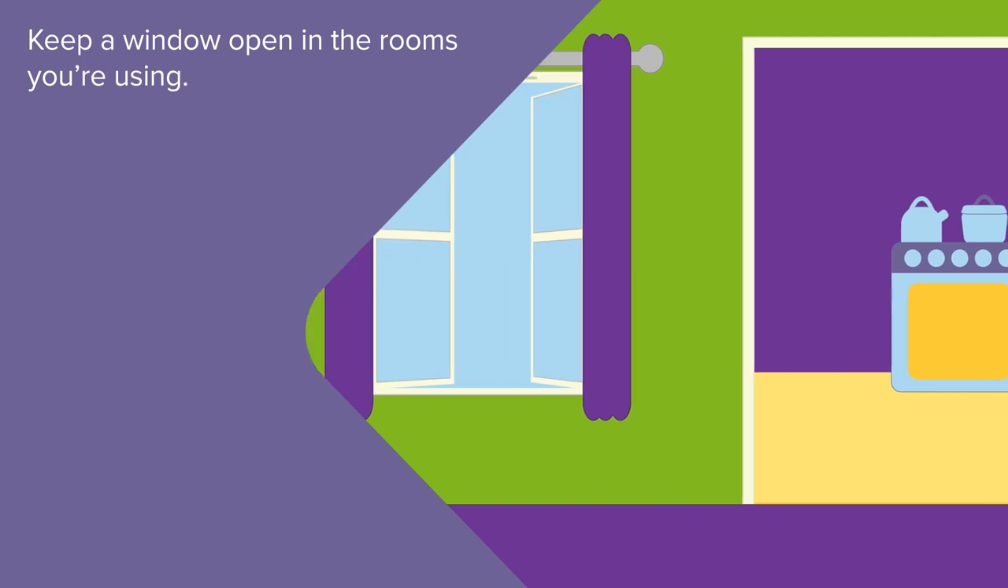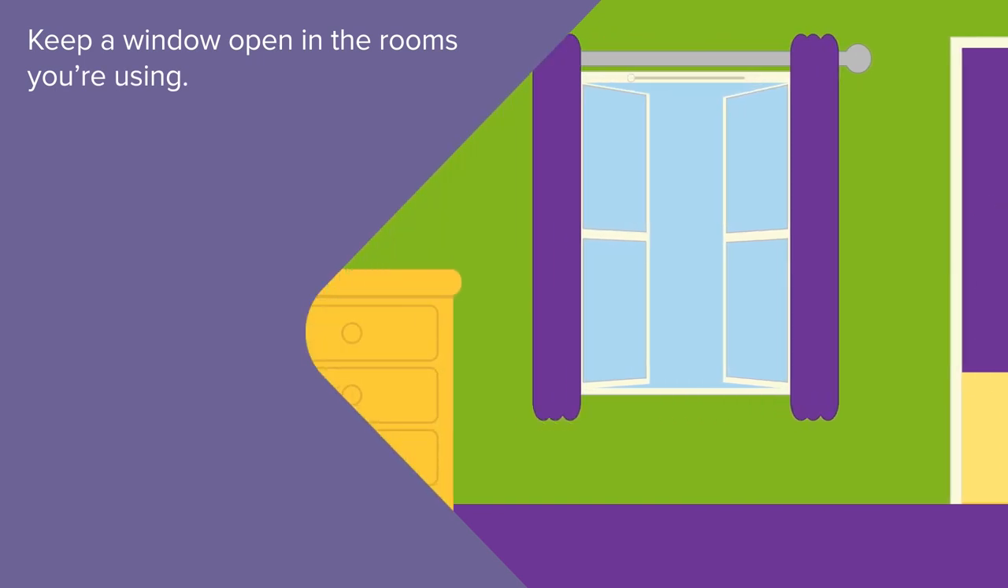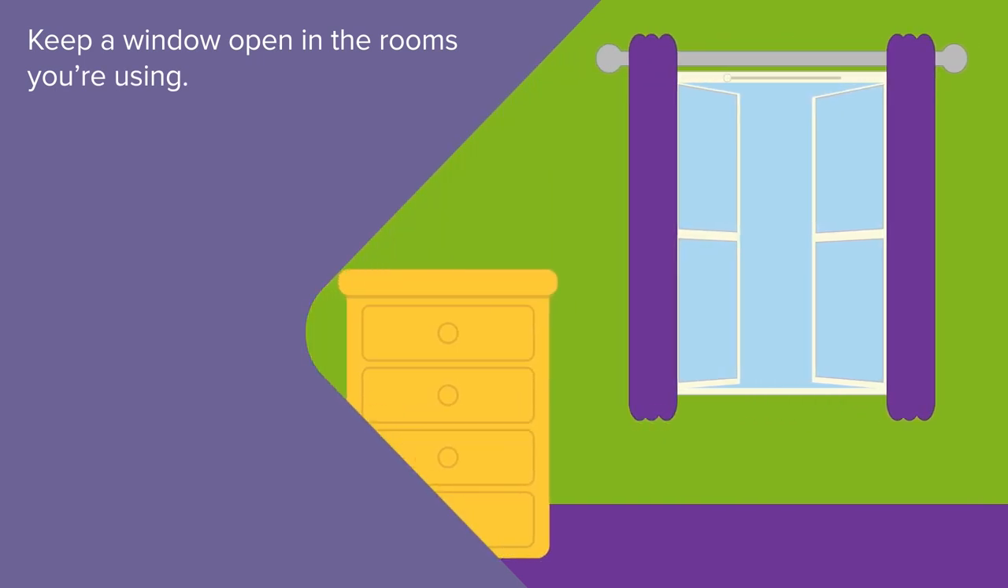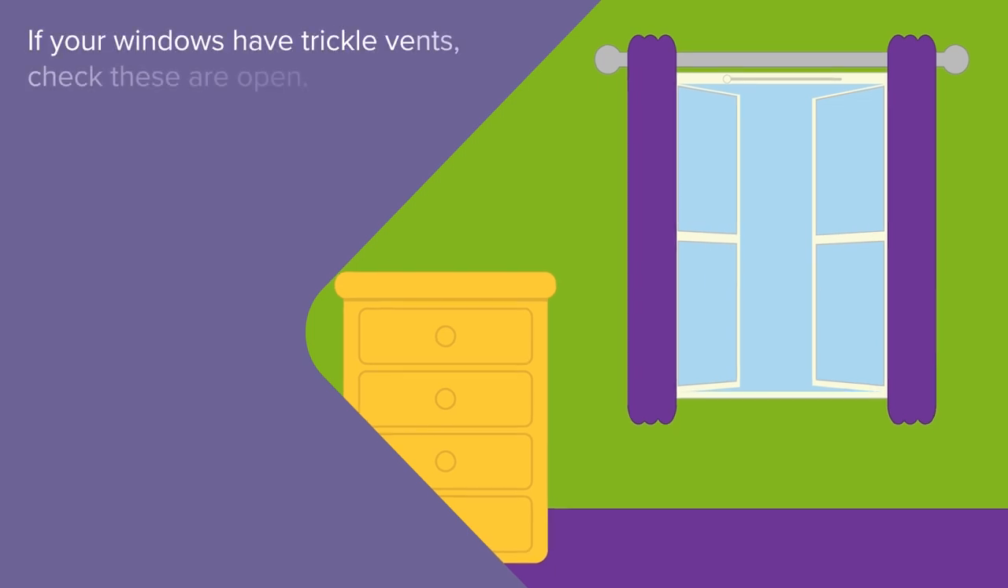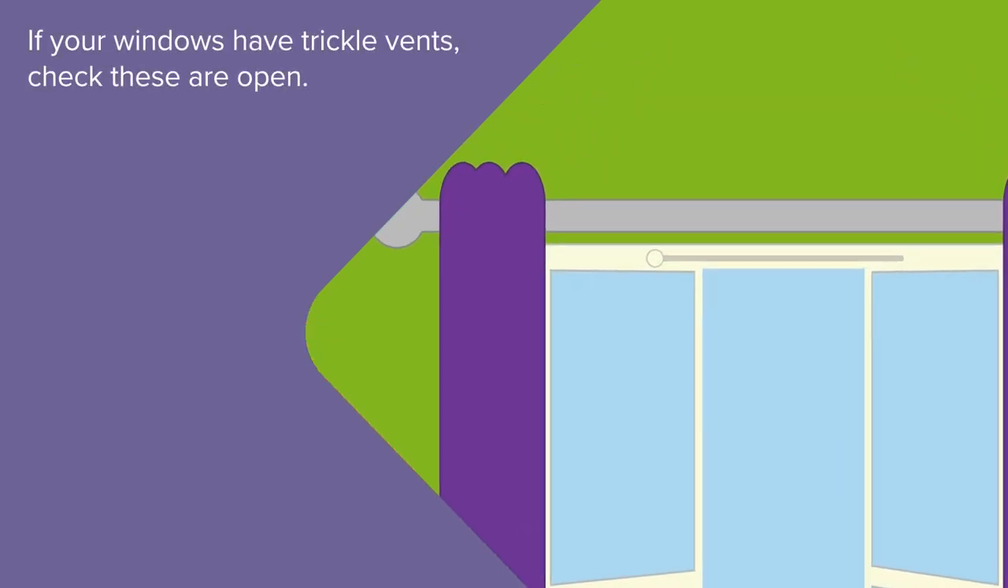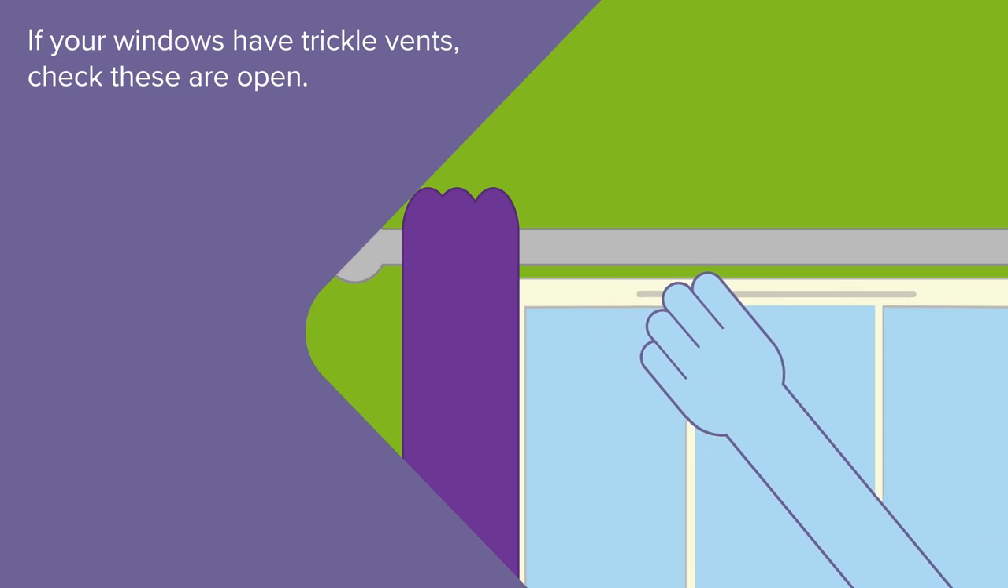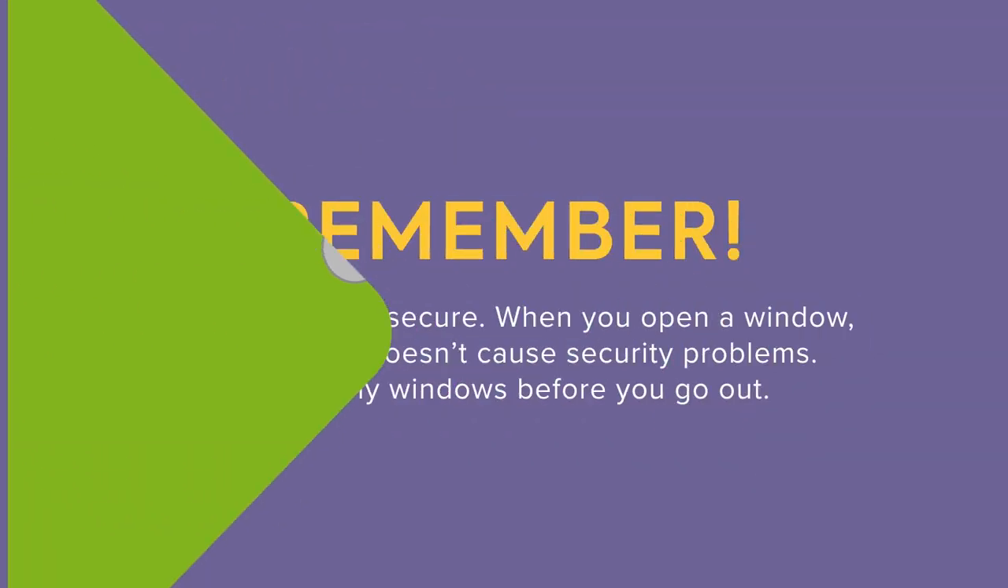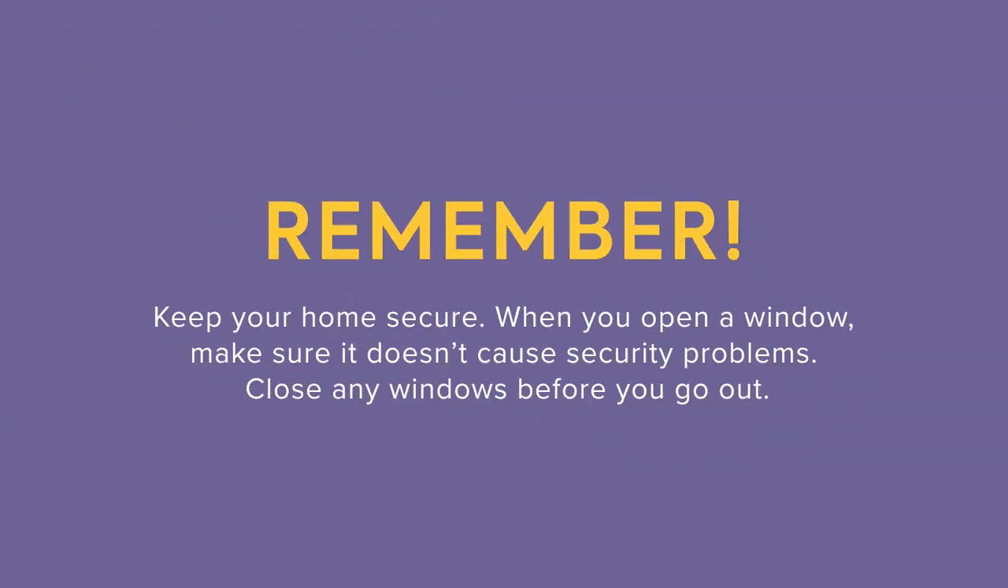Keep a window open in the rooms you're using. If your windows have trickle vents, check these are open. Remember, keep your home secure. When you open a window, make sure it doesn't cause security problems. Close any windows before you go out.